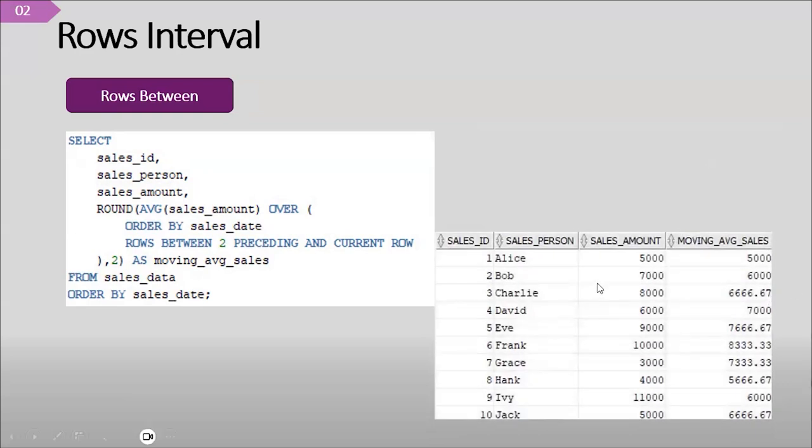So, for example, Charlie got 8,000, and his moving average is 6666.67. That means he added the 5,000 and 7,000, because of 2 rows before, and the current row, divided by 3. And so on for the next rows.